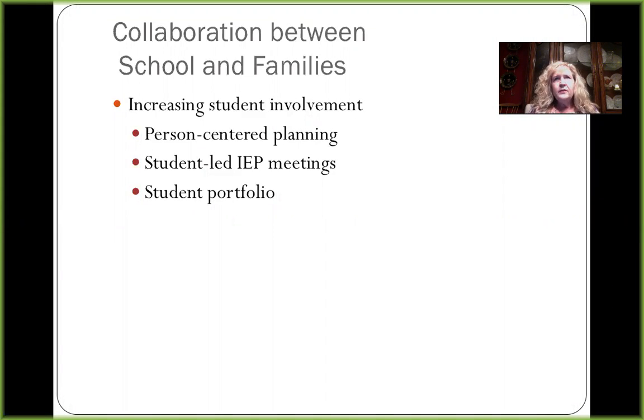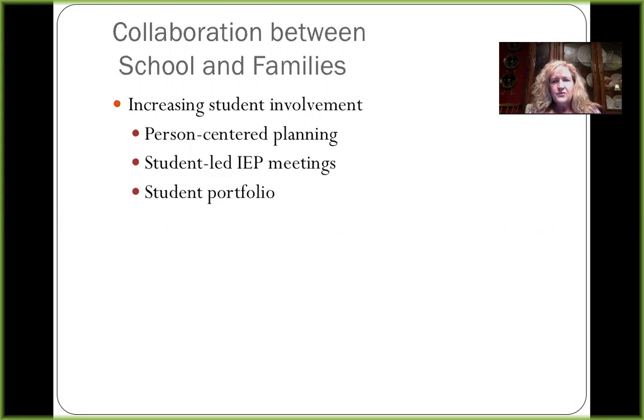We want to have not only collaboration within the school, amongst the school personnel, but we also want to have collaboration between school and families. That's critical to having a successful plan for a student. And so this portion of the chapter talks about that. How can we make things happen and happen well between schools and families?